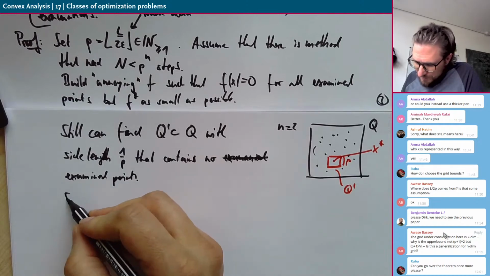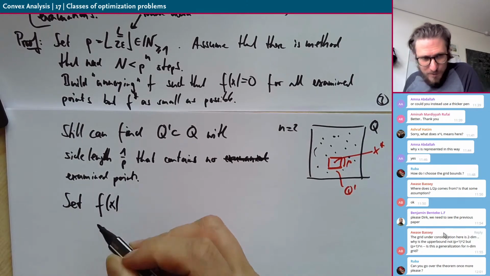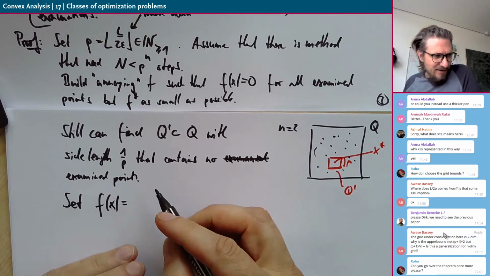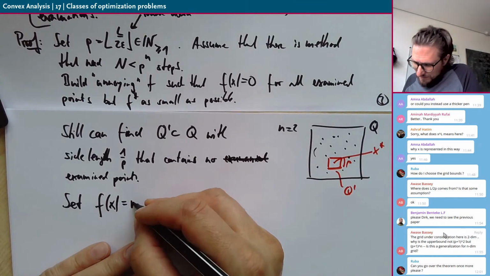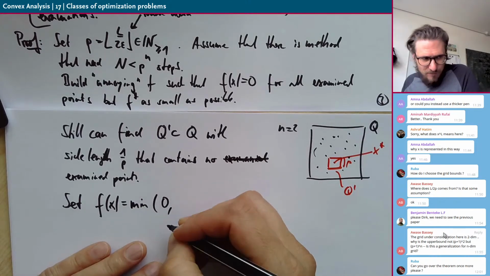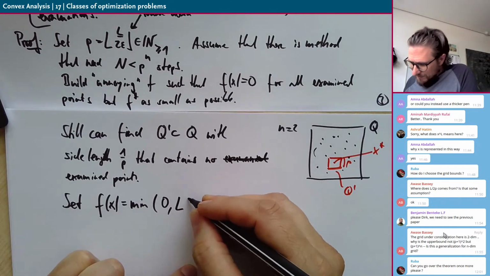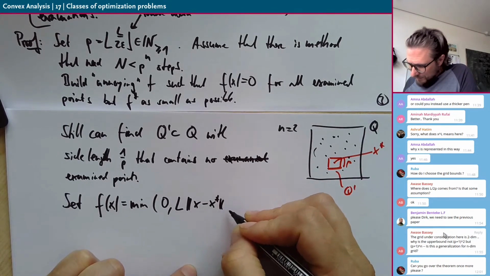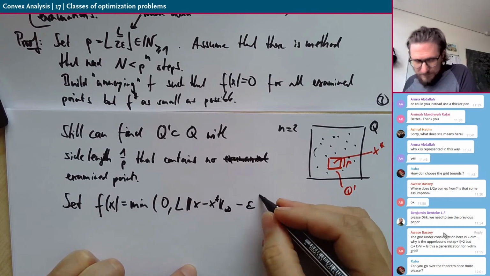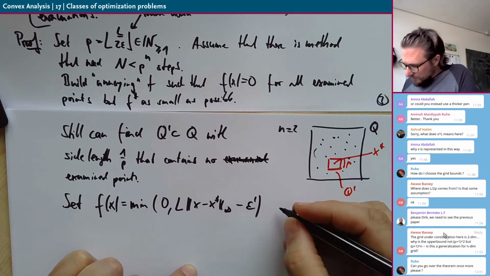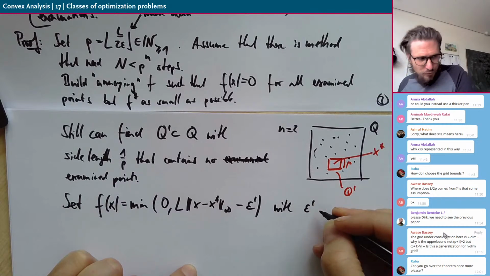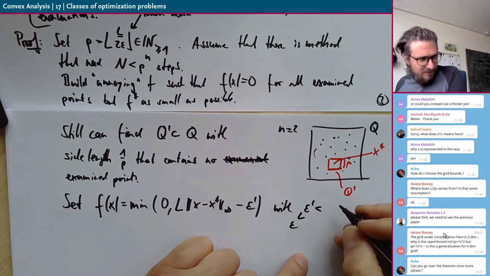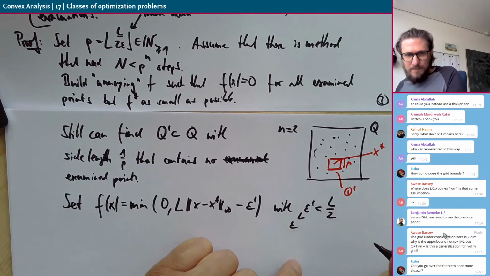So what we now do is we set f of x. Our algorithm is already fixed, and now we give the objective function, and it can be written concisely as the minimum of either 0 or L times x minus x star in the infinity norm minus epsilon, or epsilon prime, sorry, with epsilon prime has to be larger than epsilon but still smaller than L over 2.